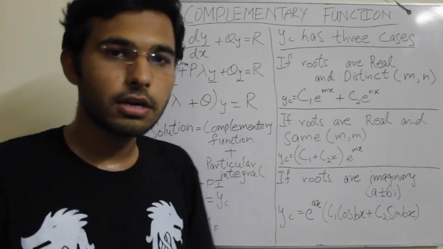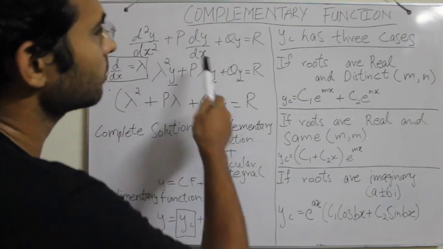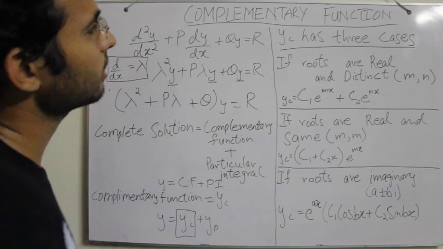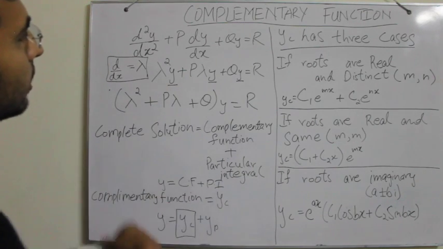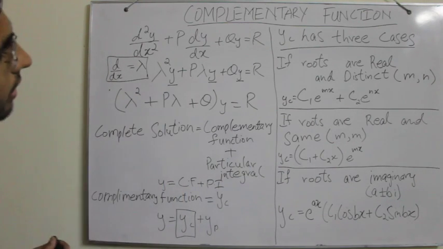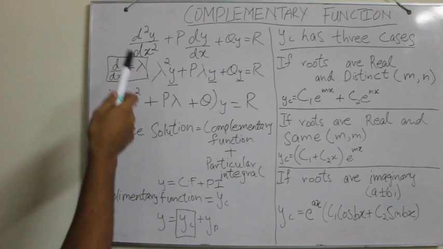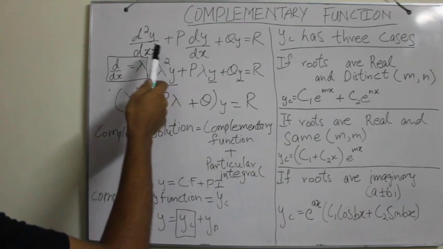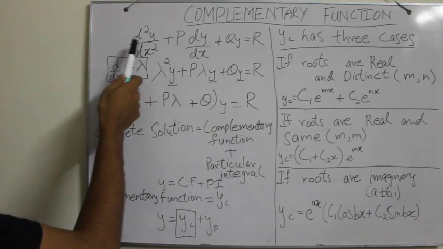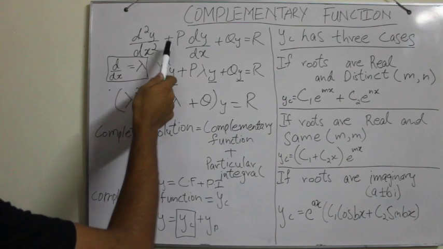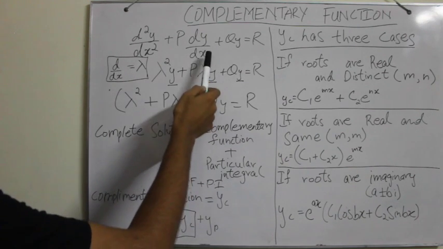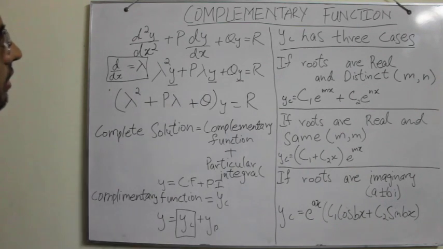Hello everyone, my name is Haroon and I'll be explaining how to find the complementary function of a differential equation of second order of this format. This is a second order linear differential equation. It says that the second derivative of y with respect to x plus p, the derivative of y with respect to x, plus q y is equal to r.